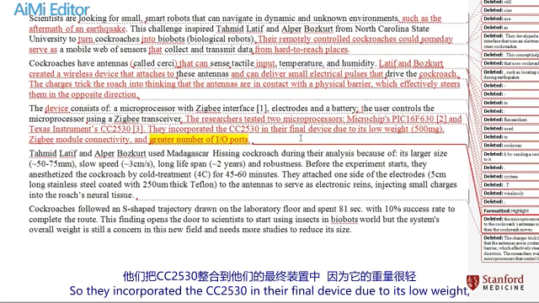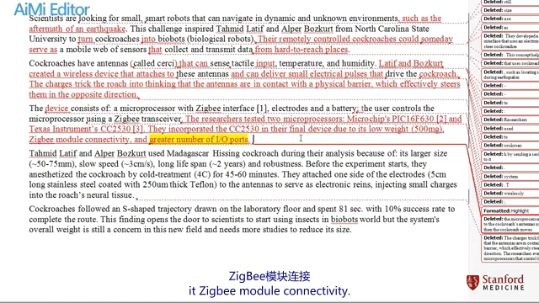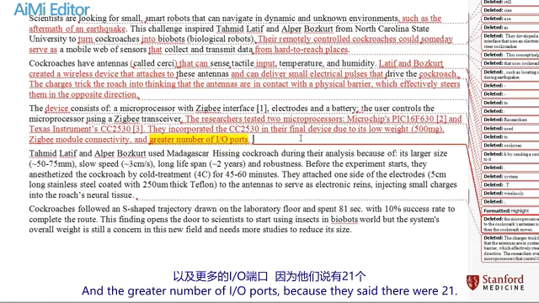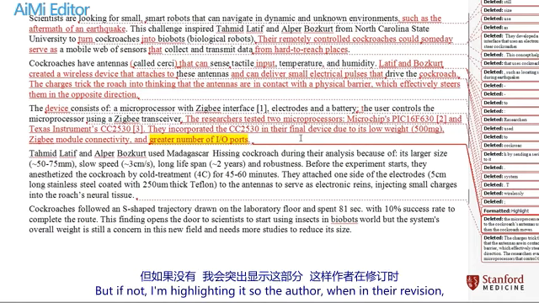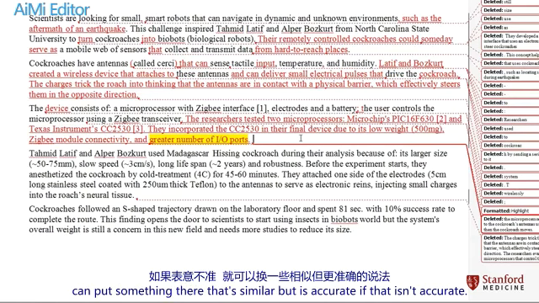So they incorporated the CC2530 in their final device due to its low weight, its Zigbee module connectivity, and the greater number of I/O ports, because they said there were 21. So I'm guessing a little bit, and hopefully I got that right, but if not, I'm highlighting it so the author, in their revision, can put something there that's similar but is accurate if that isn't accurate.